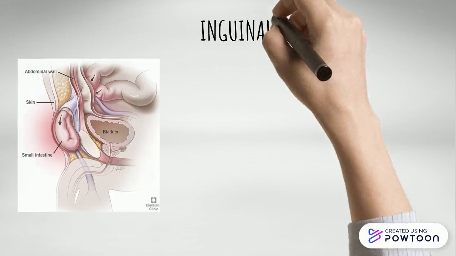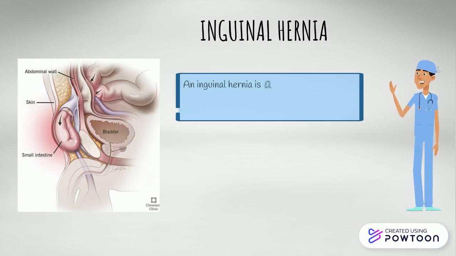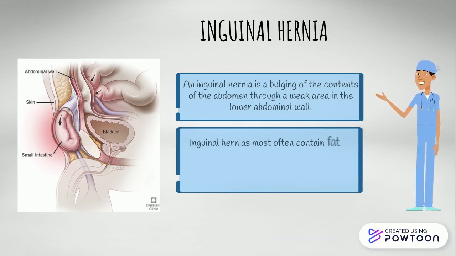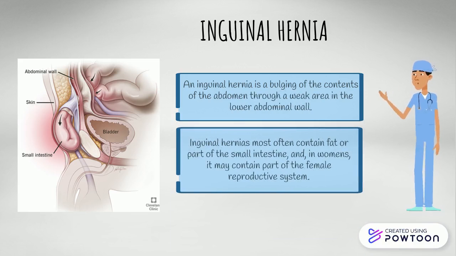Inguinal hernia. An inguinal hernia is a bulging of the contents of the abdomen through a weak area in the lower abdominal wall. Inguinal hernias most often contain fat or part of the small intestine, and, in women, they may contain part of the female reproductive system.